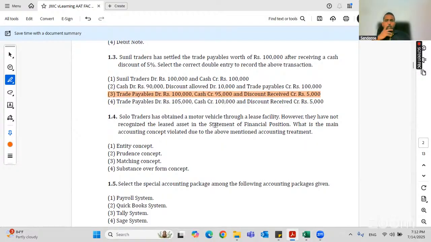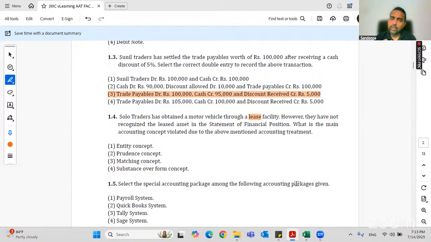Then if you look at the next one, solo traders has obtained a motor vehicle through a lease. However, they have not recognized the lease asset in the statement of financial position. What is the main accounting concept violated due to the above mentioned accounting treatment? Now, when it comes to a leased asset, you are not the owner. The leasing company is the owner. But even though the leasing company is the legal owner, we are recognizing the leased asset in our financials. Because even though we don't have the legal title, economically, we are the ones who enjoy the benefits. We are the ones who take the risk. So, though we are not the legal owner, we are the economic owner.